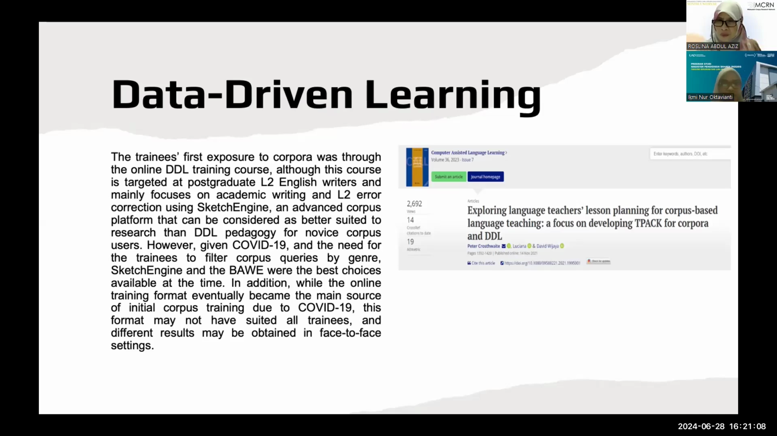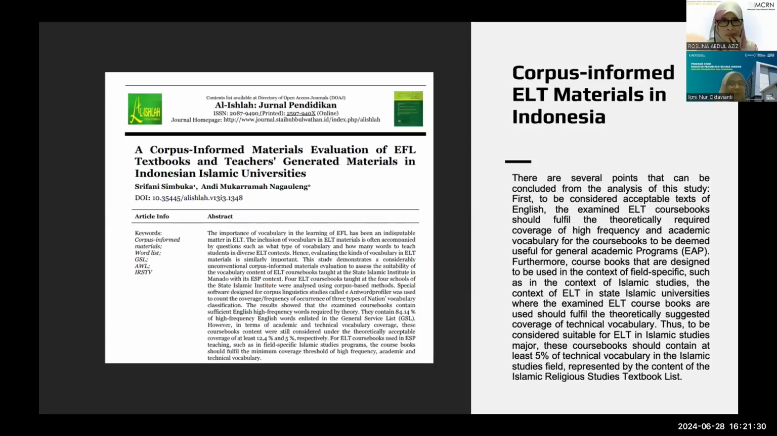And although this is online, eventually it became the main source of initial corpus training due to COVID-19. Again, the online format may not have suited all trainees, and different results may be obtained in a face-to-face setting, because the limitation of this research is that it was done online. And that was about DDL.